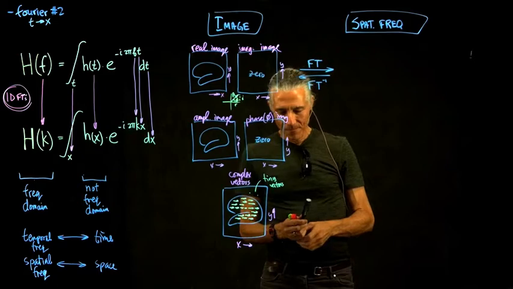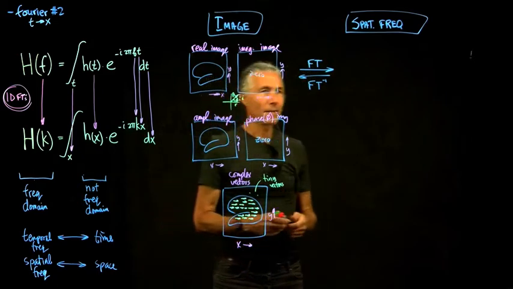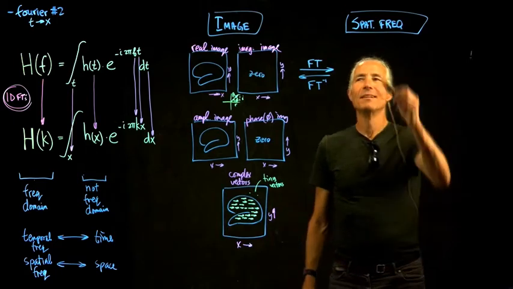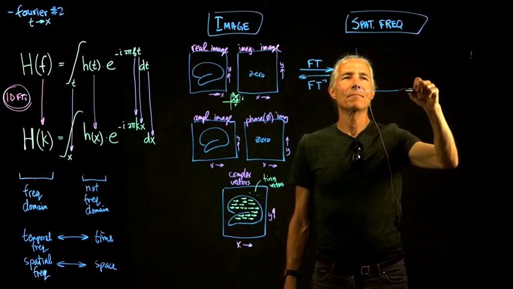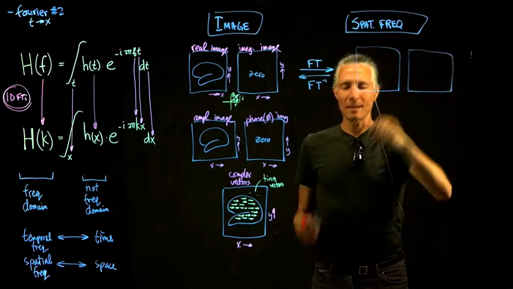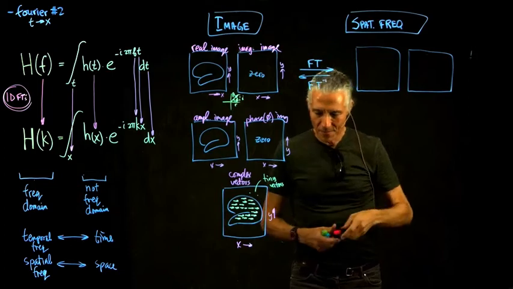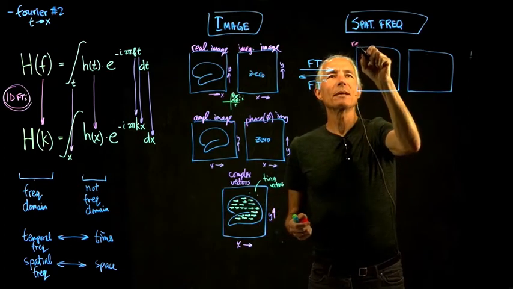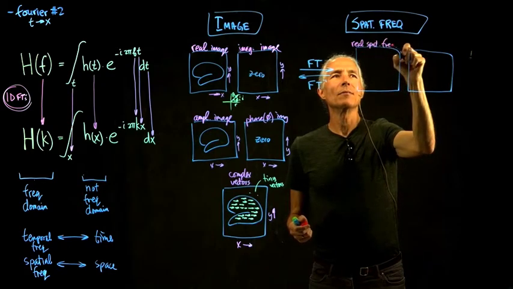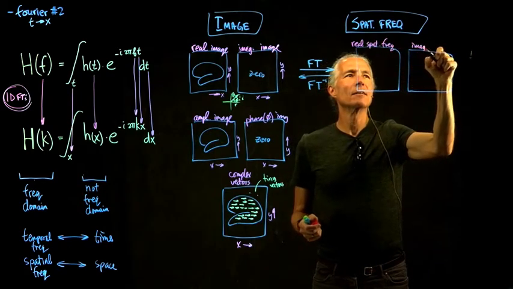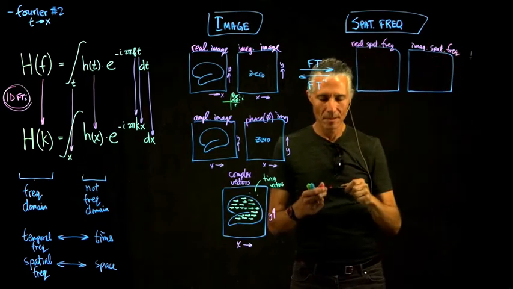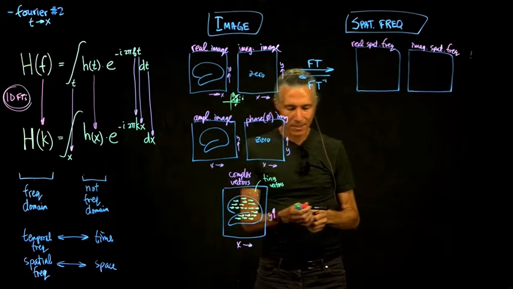And so if we Fourier transform that, what do we get? We get k-space. So what is k-space? Here's k-space. We first have the real spatial frequency component, and then we have the imaginary spatial frequency component. And what does this look like?